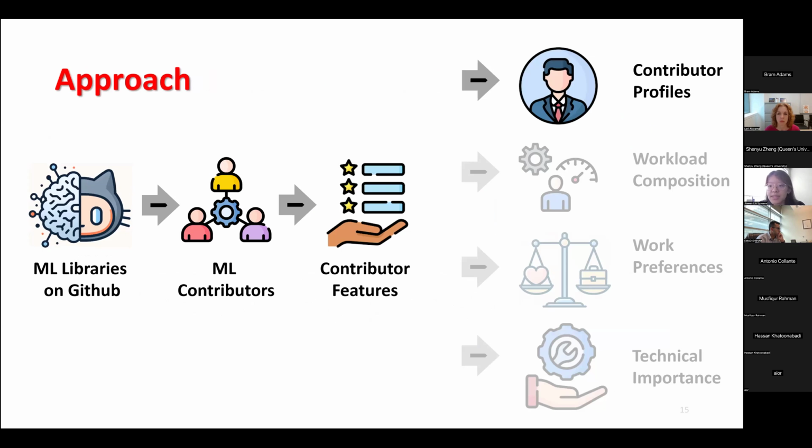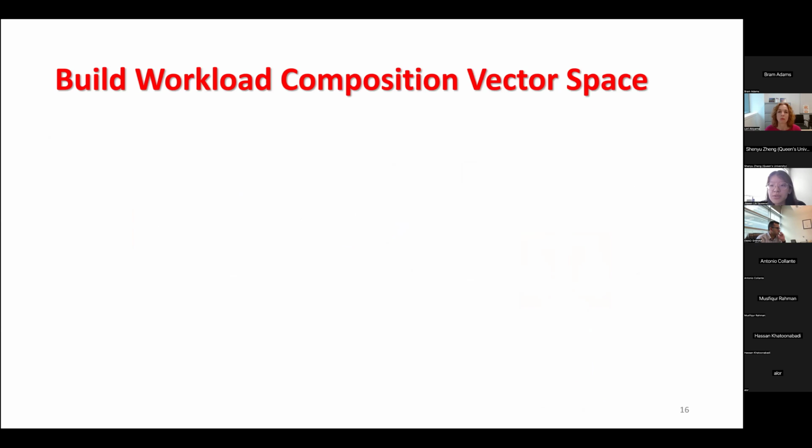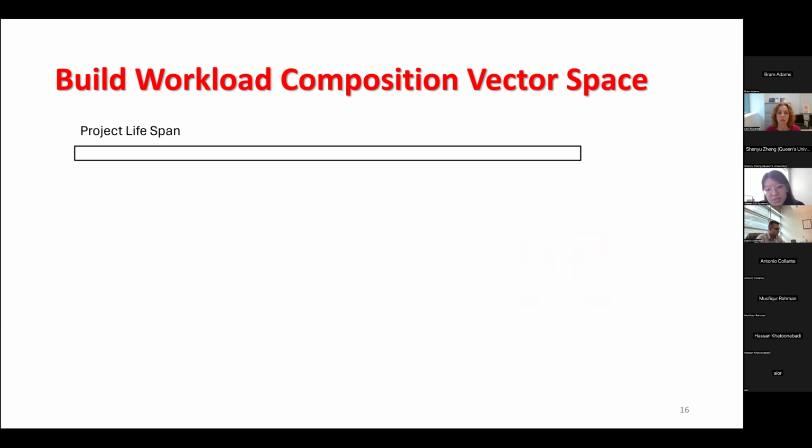And next, we're going to study the workload composition of each contributor profile. We assume that a contributor can have different workloads at different periods, and the workload could remain stable over short periods. So the first thing we do is break the project lifetime into different periods of 90 days. And this window size is chosen after sensitivity analysis. And for each contributor, we first identify their active periods where they have made any type of contribution within the period.